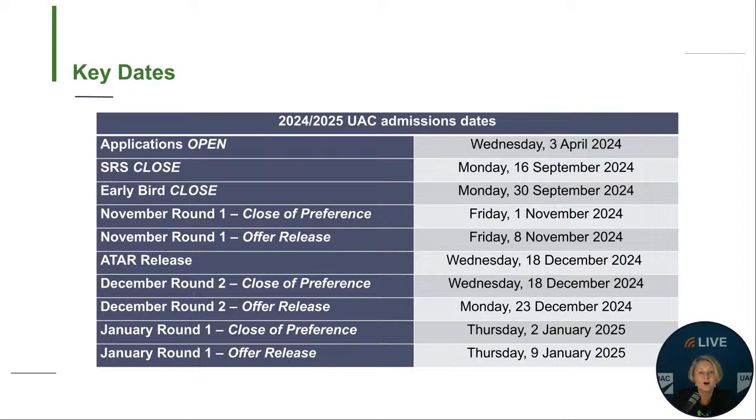Then on the 8th of November, we will release the first round of offers. The next important date for students, of course, is a date we all like looking forward to, and that is ATAR Day. This is the same day that NESA will release HSC results as well, and that is Wednesday, the 18th of December. Now, from there, students will only have until midnight to get their preferences in order for the first ATAR-based offer round, which will be released on the 23rd of December.